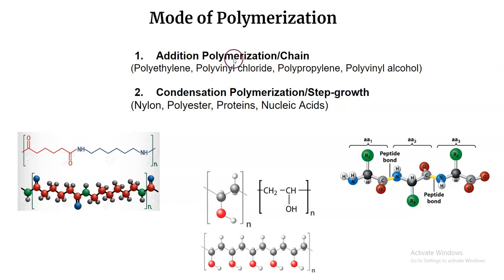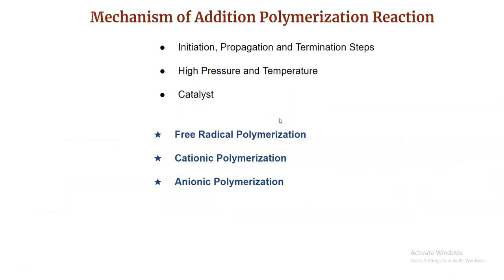Addition polymers, or the addition polymerization process, are also called chain polymers or chain polymerization. I want you to remember the examples: polyethylene, polyvinyl chloride, polypropylene, and polyvinyl alcohol for addition polymers, and nylon, polyester, proteins, and nucleic acid for condensation polymers. Okay, so that's the different mode of polymerization.